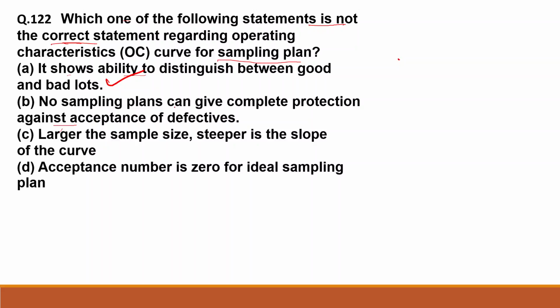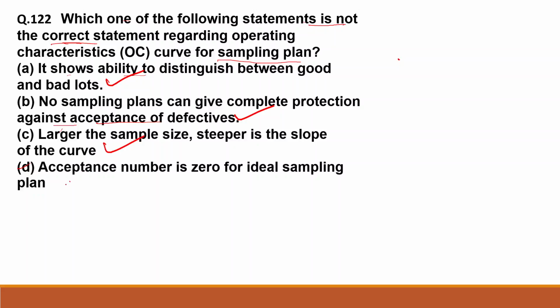No sampling plans can give complete protection against acceptance of defectives. This point also is right. A larger sample size, steeper is the slope of the curve. This point also is right, because the question is asking which is not the correct statement. I am sorry for this. Next point, acceptance number is 0 for ideal sampling plan.